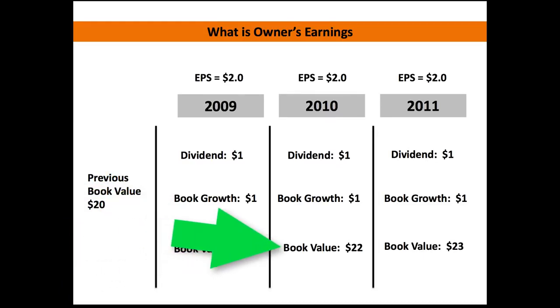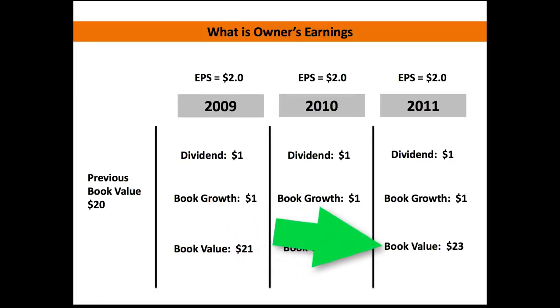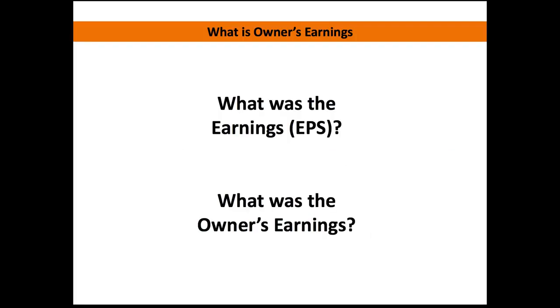The same exact scenario occurs in 2010, and we see the book value raised to $22, and $1 of a dividend was paid. And then in 2011, the exact same thing, which made the book value raised to $23. So in that scenario, what was the earnings per share? What was the EPS? And then also, I want to know what was the owner's earnings.